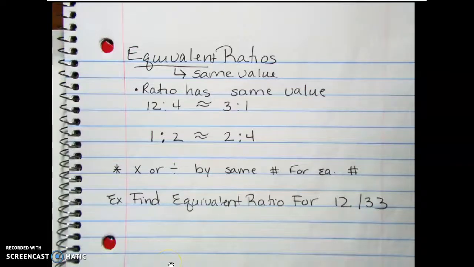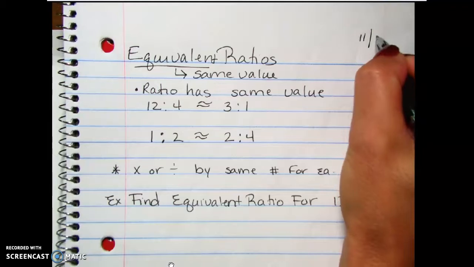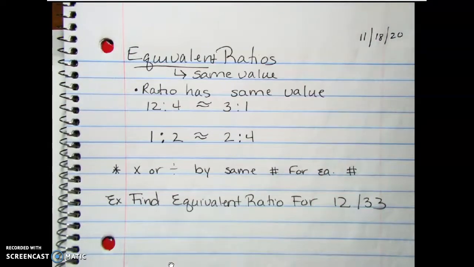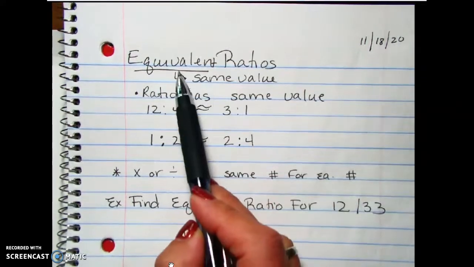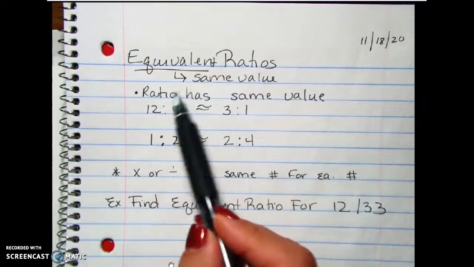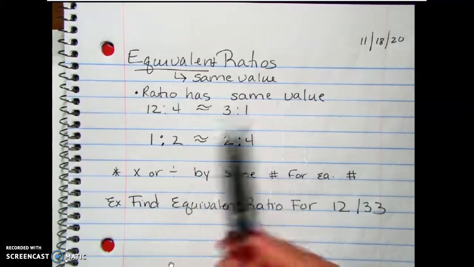So today we worked on equivalent ratios. Now, if you finished yesterday's assignment, this really works off of today's assignment because yesterday when we learned about ratios, we actually simplified ratios. And when ratios are simplified, they're actually equivalent. So we talked about the term equivalent before, but it actually means the same value. Now, what is an equivalent ratio? It's a ratio that has the same value.